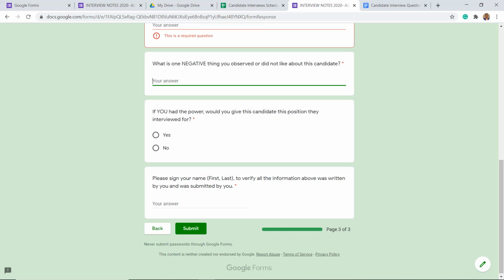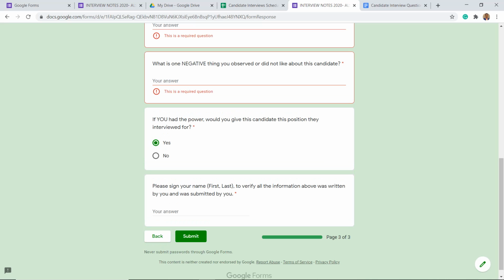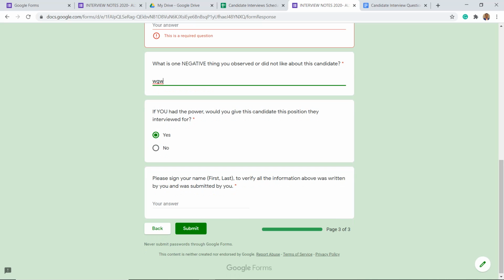If you had the power, would you give this candidate this position to interview for? Select yes or no, and then go ahead and sign your name, first and last name, and then submit the form here.